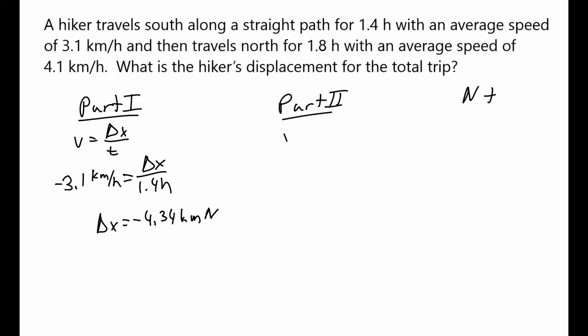Alright, part 2. Still no acceleration, so we can use the same equation. v equals delta x over t. This time our velocity is going to be positive since it's north, equals delta x over 1.8 hours. That's a terrible 8. There we go. And what does delta x equal for that part?